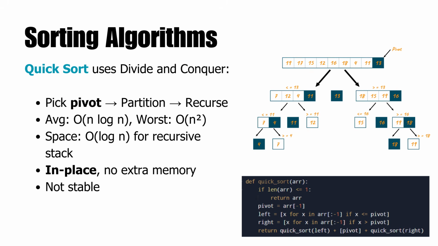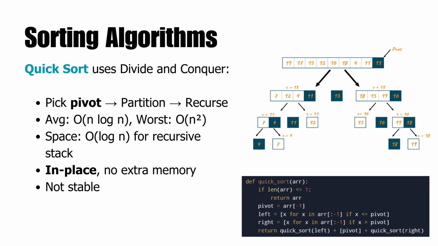Quicksort is another highly efficient sorting algorithm, often faster than merge sort in practice. It also uses divide and conquer but takes a different approach. It selects a pivot element from the array and partitions the other elements into two subarrays according to whether they're less than or greater than the pivot. After partitioning, we have two smaller subarrays that can be recursively sorted using the same process.